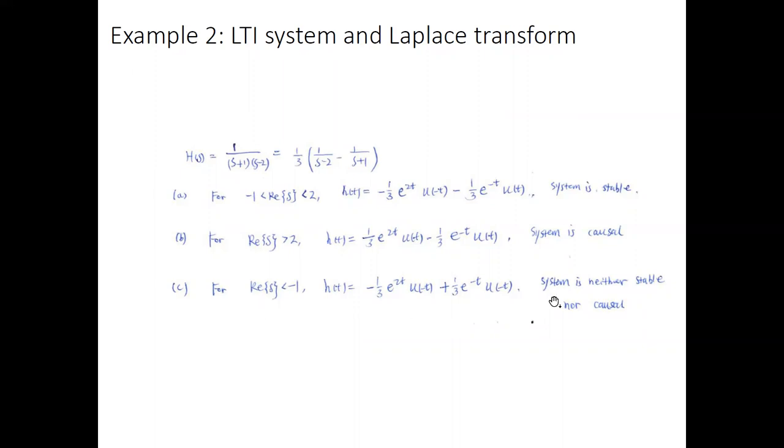In this case, telling whether the system is stable or causal from the region of convergence is simpler by looking at the structure of h of t.